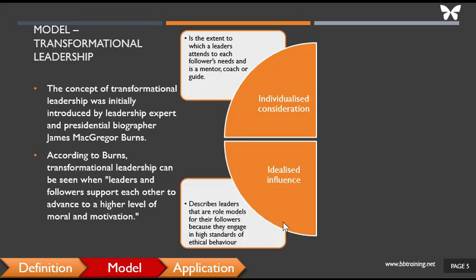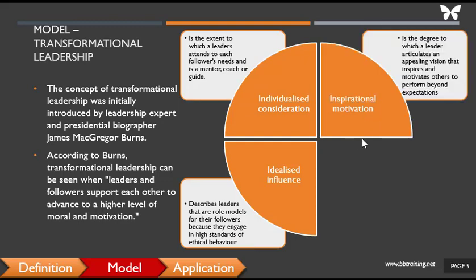Another aspect of a transformational leader describes leaders that are role models of their followers because they engage in high standards of ethical behavior. So they have strong integrity, strong ethical behavior, and they kind of inspire others to be like them. They are the role models.